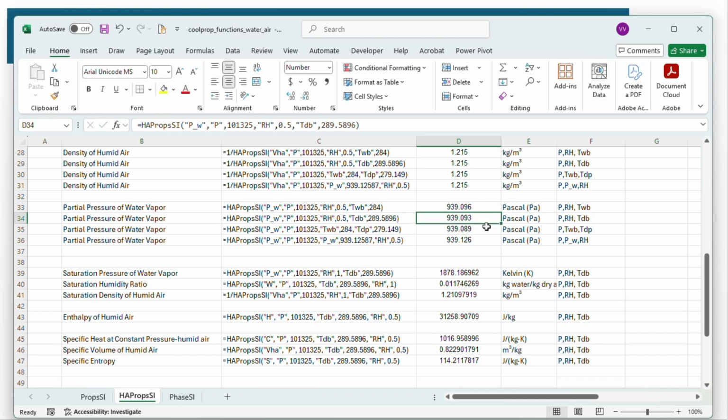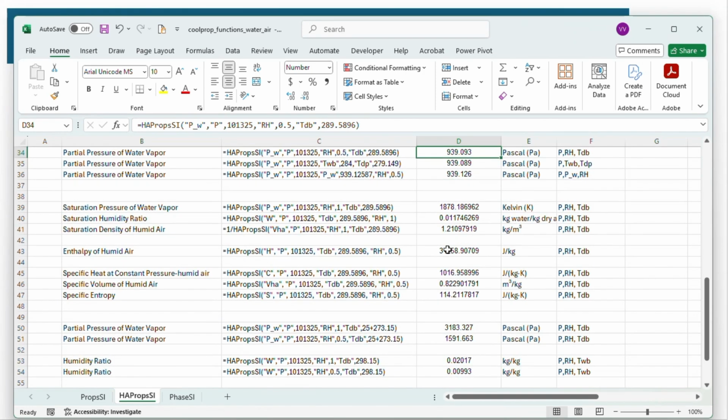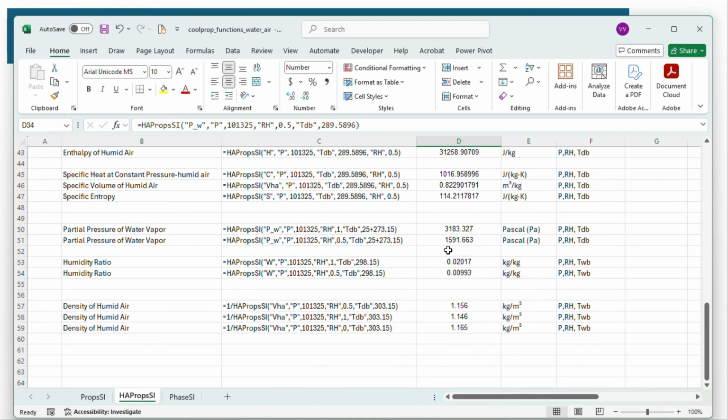So you could actually see that when I changed the relative humidity from 0.5 to 1, the pressure almost doubled. As we learned in the last class, humidity percentage is a ratio of the actual partial pressure of water vapor in air to its saturation pressure. That's exactly what you just saw here. Okay, so look through other examples.